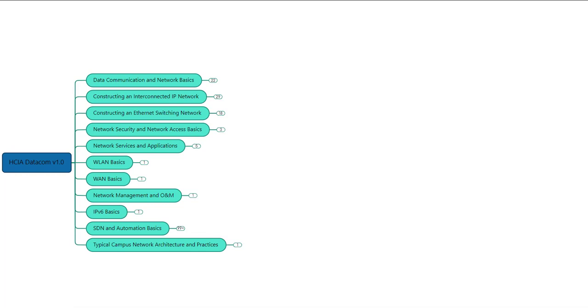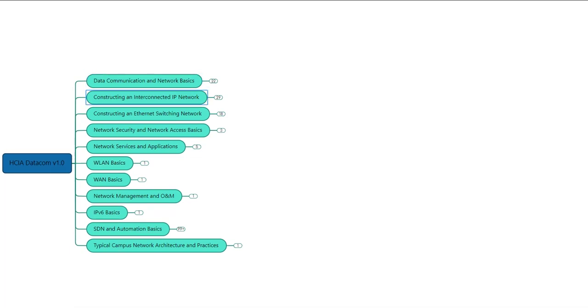HCIA Datacom version 1.0 certification is made up of a total of 10 modules. As we can see here, this is the first module, data communication network basis. The second module is construction of an interconnected IP network. The third one is construction of an Ethernet switching network. The fourth one is network security and network access basics. The fifth one is network services and applications.